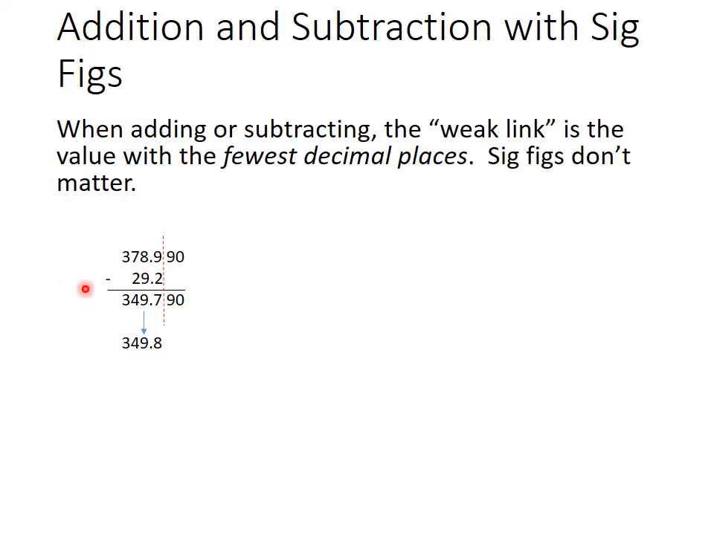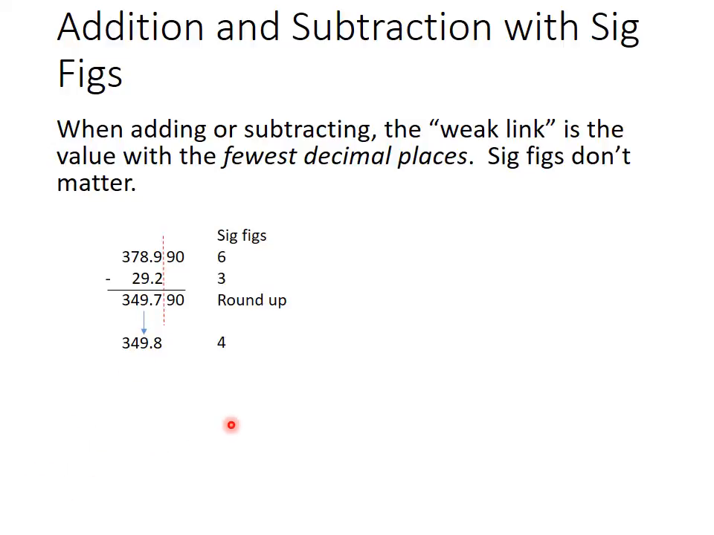378.990 minus 29.2, 29.2 has the fewest decimal places. It only has something in the 0.1's place. So therefore, we draw a dividing line and we only subtract these numbers that are to the left of that dividing line, giving us an answer of 349.7. We can then carry down our ignored decimal places, and these tell us that we need to round up because that number right there is a 9, giving us a final answer of 349.8.